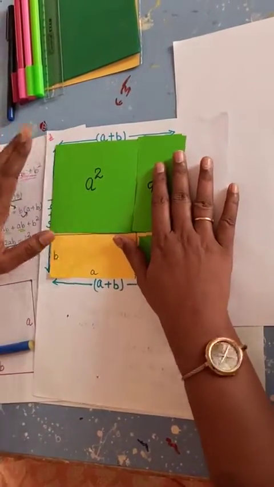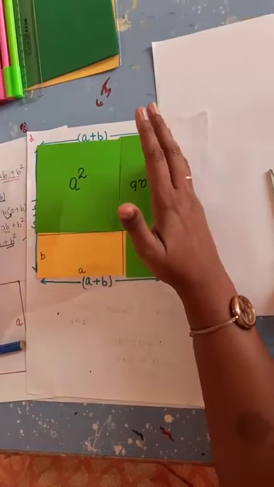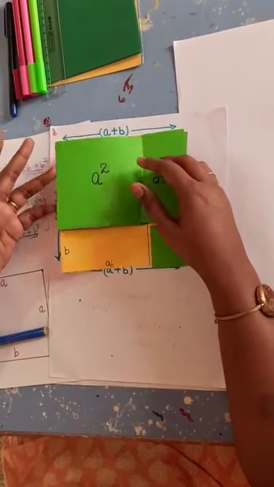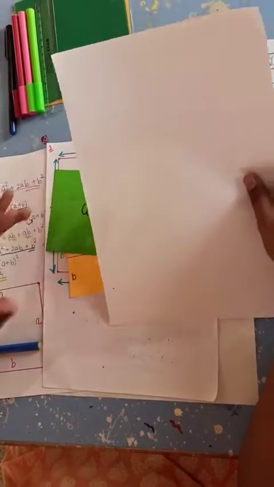I hope you enjoyed doing this activity, and all of you have to do this activity using origami paper. If origami paper is not there, you can as well use a plain paper and then color it with pencil color or chalk color and paste it in your activity notebook.